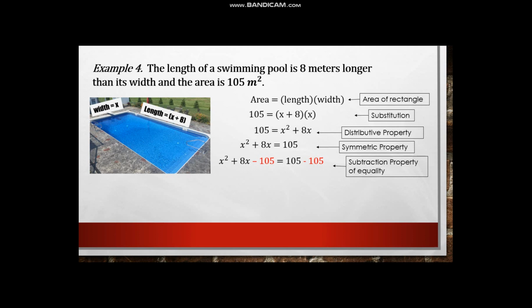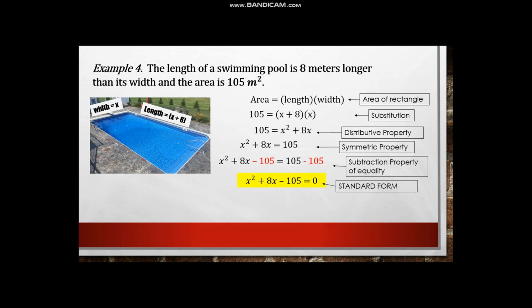Next, again, we will apply the subtraction property of equality, or what is also known as transposition. We need to make 105 be equal to 0, so we will subtract 105 on it. And we will do that on the same side of the equation, giving us x squared plus 8x minus 105 equals 0. And then this is considered as the standard form.